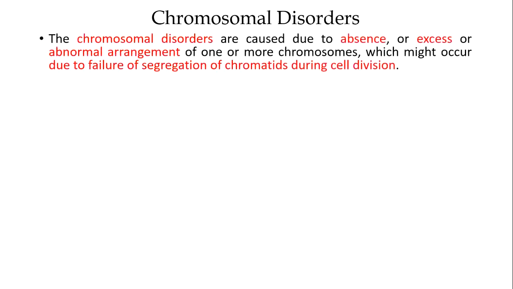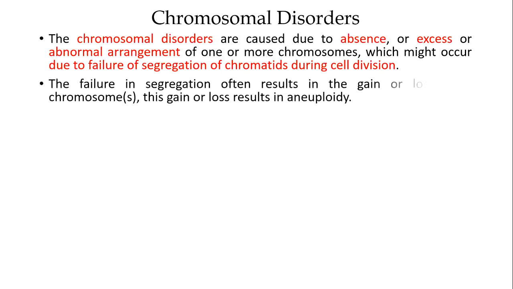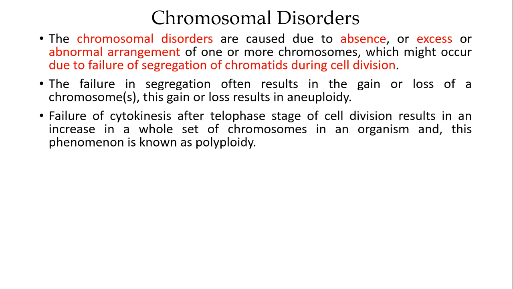Chromosomal disorders. The chromosomal disorders are caused due to absence, or excess or abnormal arrangement of one or more chromosomes, which might occur due to the failure of segregation of chromatids during cell division. The failure in segregation often results in the gain or loss of a chromosome. This gain or loss results in aneuploidy. Failure of cytokinesis after the telophase stage of cell division results in an increase in a whole set of chromosomes in an organism, and this phenomenon is known as polyploidy.